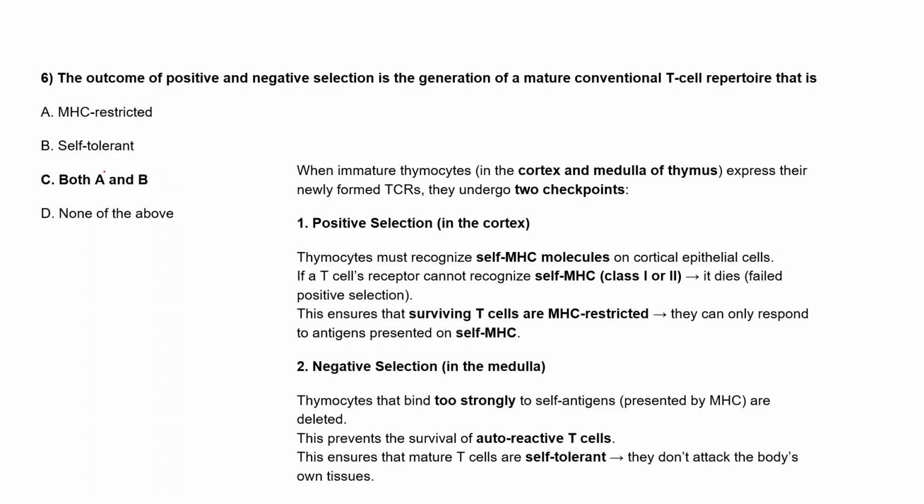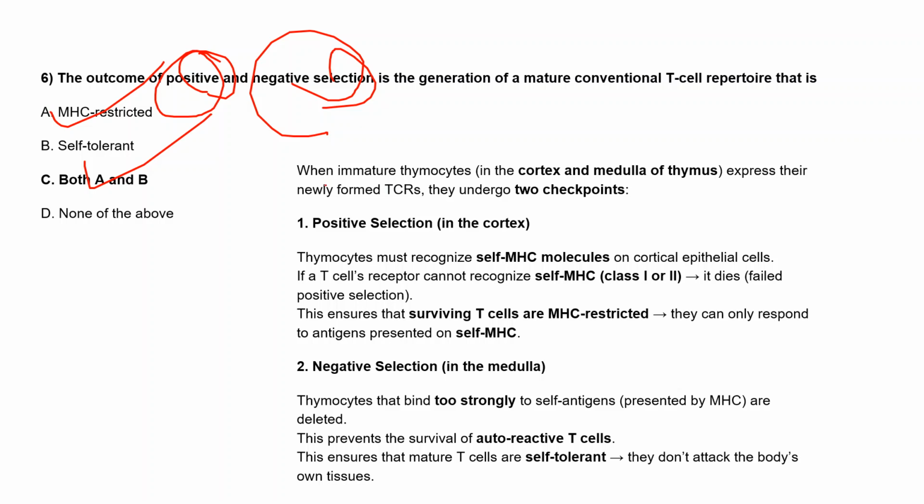So you're right, both A and B. When these immature thymocytes in the cortex, that is, you're right, option C, are MHC restricted and self tolerant. So what is the outcome of this positive and negative selection? We know it happens during the developmental stages of these T cells, right? So why does this happen? What is the need for this?